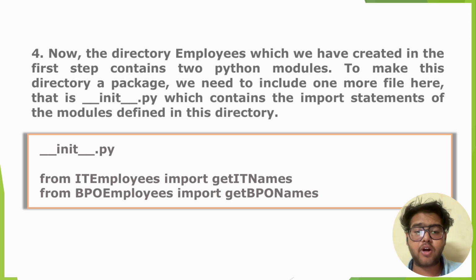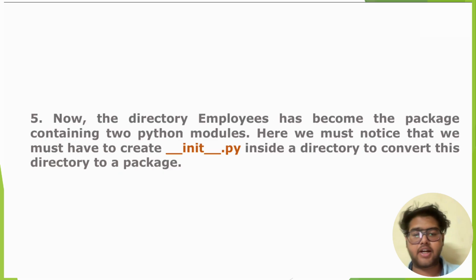Now, the directory employees which we created in the first step contains two Python modules. To make this directory a package, we need to include one more file here. That is __init__.py, which contains the import statements of the modules defined in this directory. Then in this Python file, we will add both the import statements from the previous files. And to convert a directory into a package, we need this Python file in the directory.